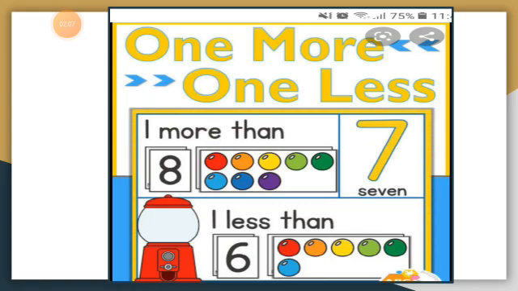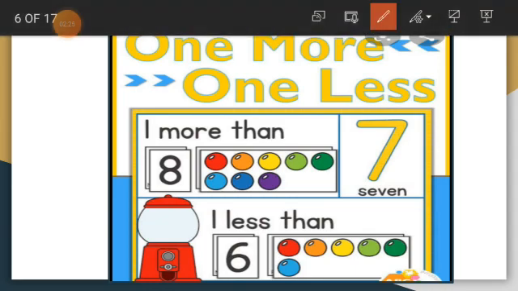Now look at here. First of all, we will learn one more and one less. One more means you have to add the one number, and one less means you have to subtract one number. See, the main number is 7. What is 1 more than 7? What is the number? Yes, that is 8. When we add 1 in 7, like 7 plus 1 make 8. So 1 more than 7 is 8.